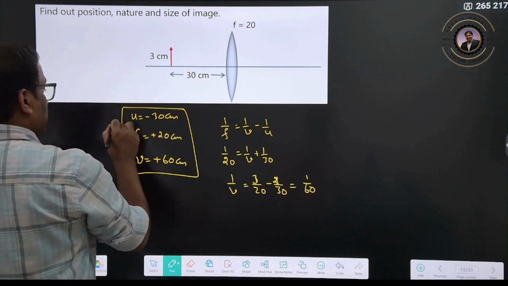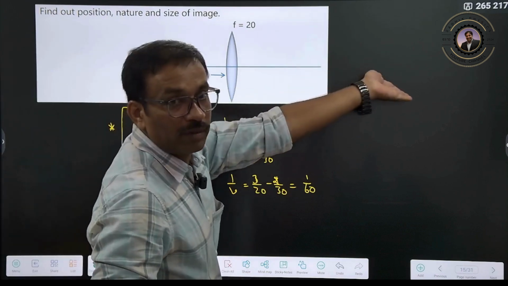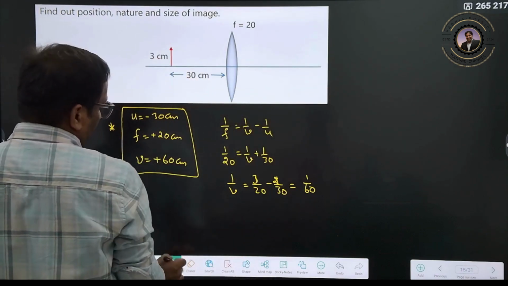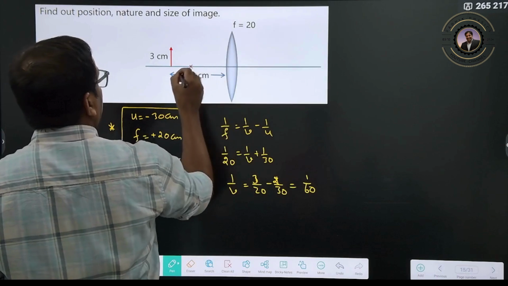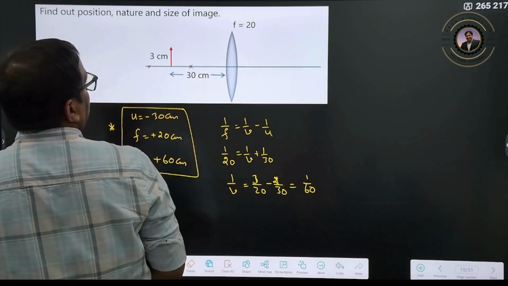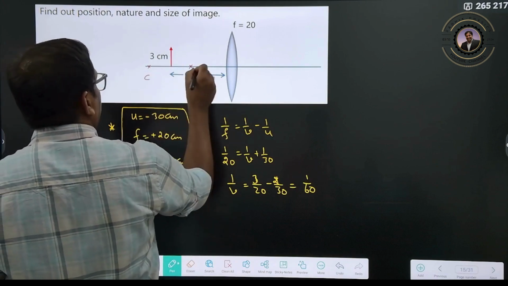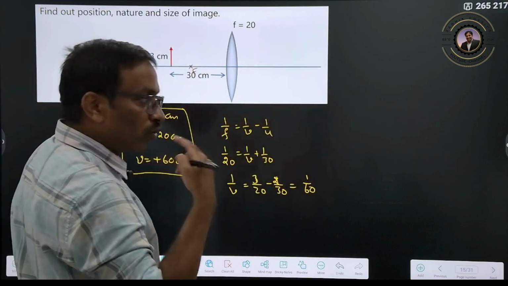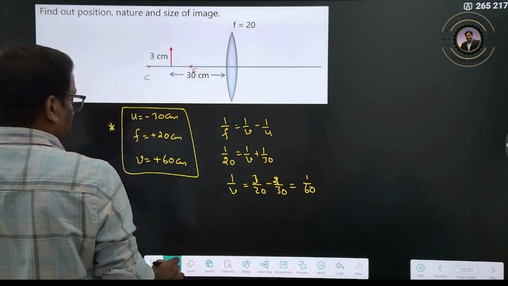So this is the image position. Plus means it is going to form on this side. Obviously, where the image is, here this is your 20, so definitely this is your 40. So it is in between C and F. The image will be magnified, real, inverted, clear?